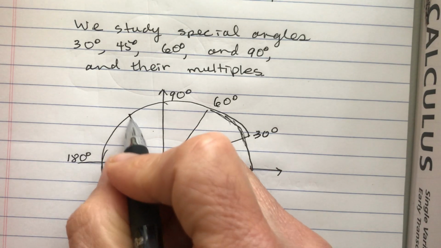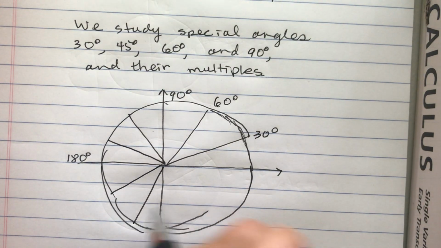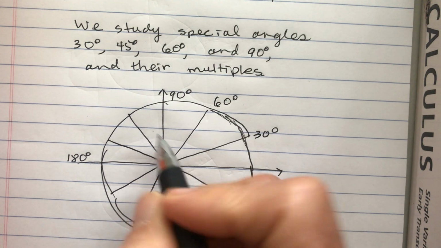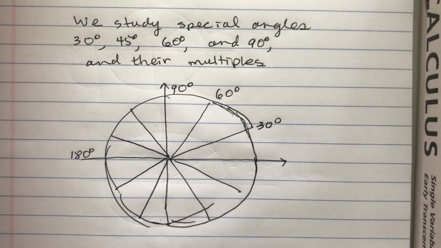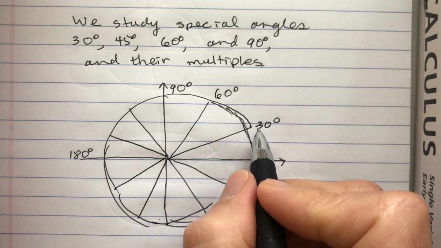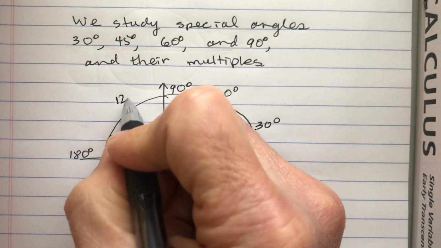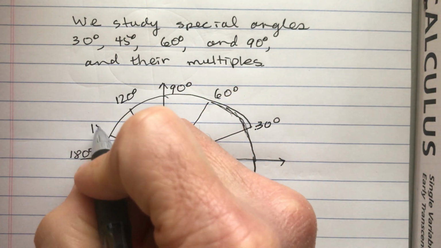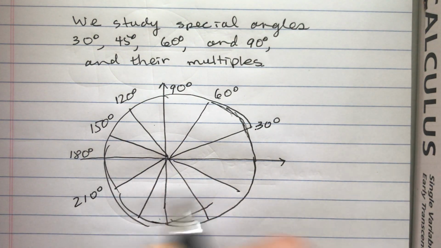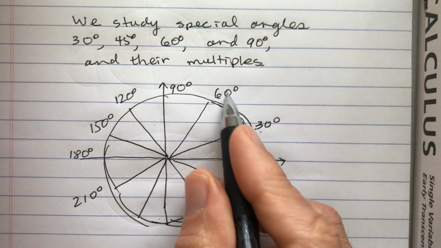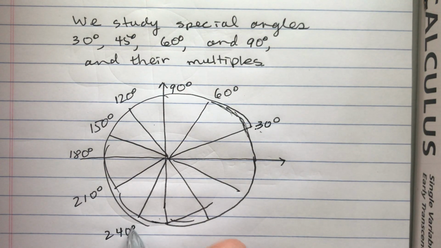And I'm going to continue doing this. I'm going to take each of these right angles and break this into 3 pieces. And I'm just going to find multiples of 30. 30, 60, 90. 3 times 4 is 12, 120, 150, 180, 210. So I'm multiplying 3 by different integers and getting the multiples of 30.